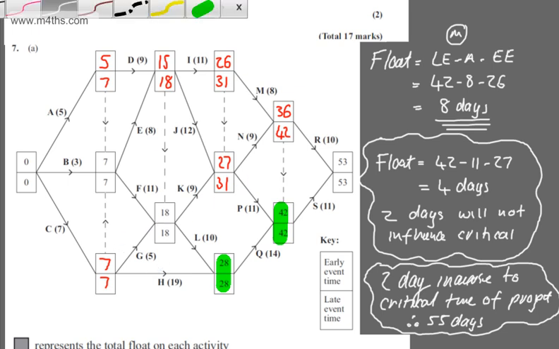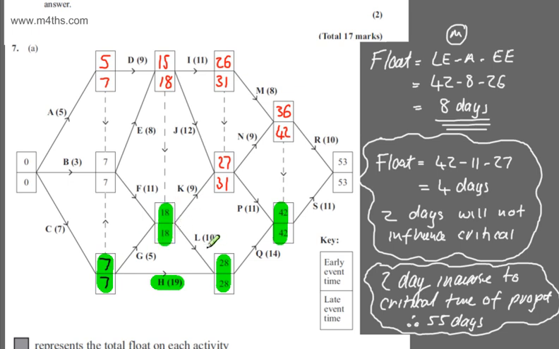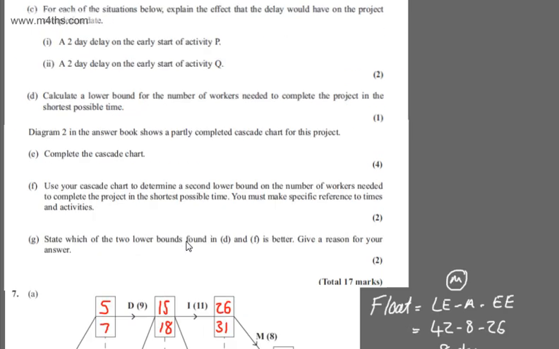Now, while we're here, we can see that these are critical events, these two, but H is not a critical activity because the difference between them is not the same. H still has a float on here of 2 days. 28 minus 19 minus 7 is 2. Don't get caught up thinking that that is a critical activity because these are the same. This is the critical activity here because the difference is 10. Critical events, critical activity. They have a float of 0. We cannot delay them.